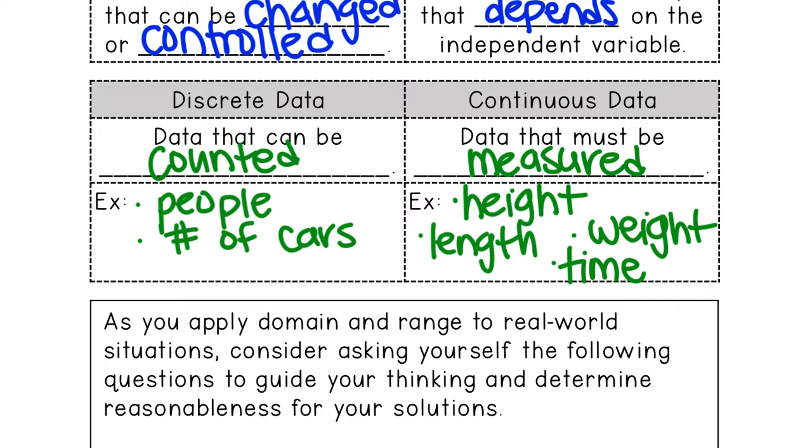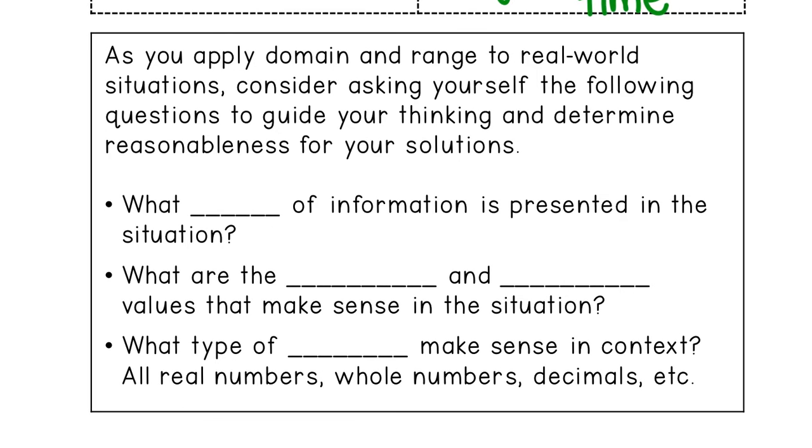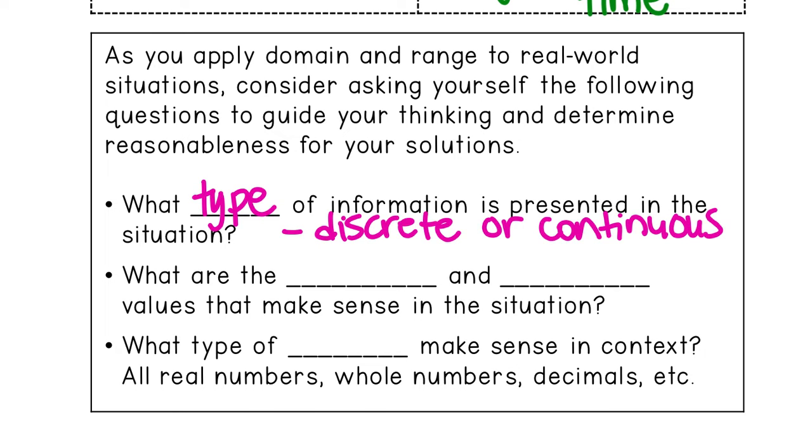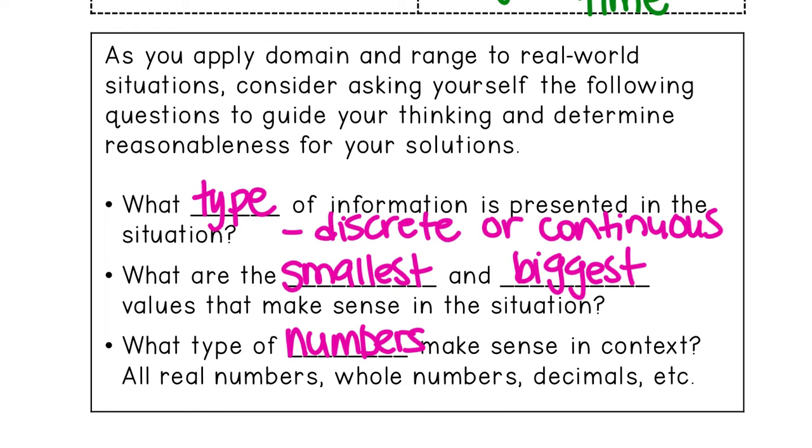So as we're going through our situations here, there's a few things that you probably should be asking yourself to make it easier. So such as, what type of information is being presented in the situation? So this is where you have to decide if your information is discrete or continuous. Another important question that you should ask yourself is, what are the smallest and biggest values that would make sense in a situation? So for instance, if you're measuring how tall somebody is, it wouldn't make sense to say that they're -5 inches tall. There is no negative height. So just think about the situation and what makes sense. And then that last question is, what type of numbers would make sense? Is it only whole numbers that would make sense? Or is it possible that you would be able to use decimals or that you'd be able to use fractions?